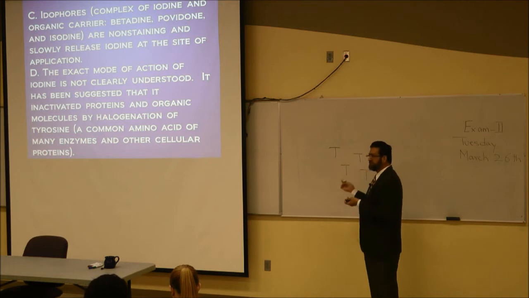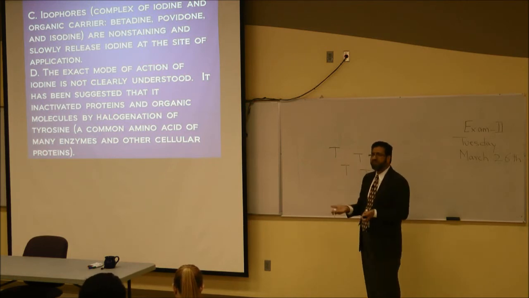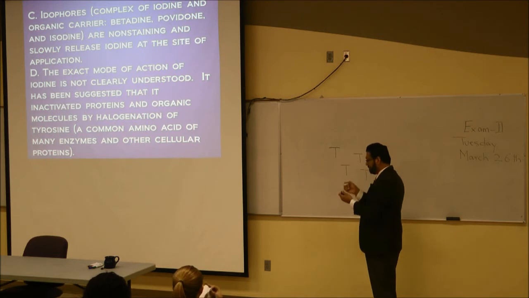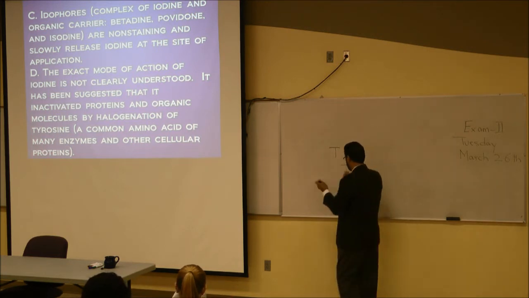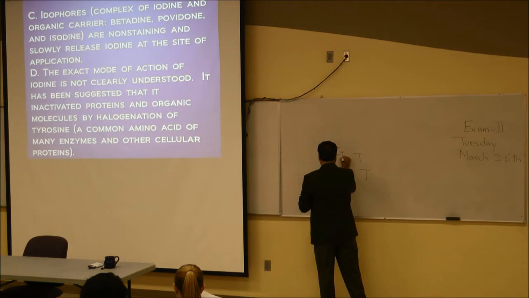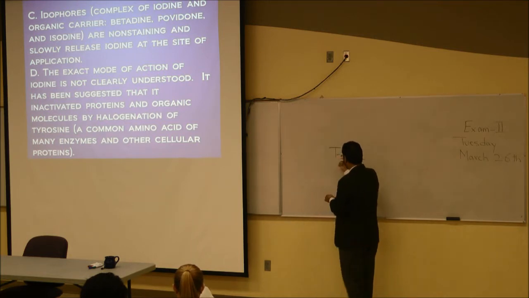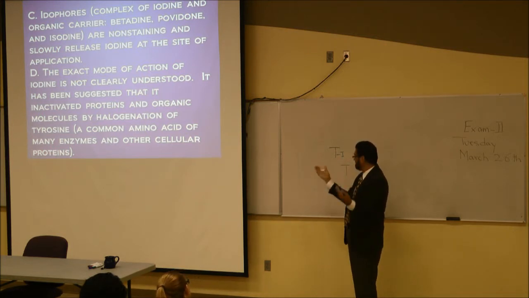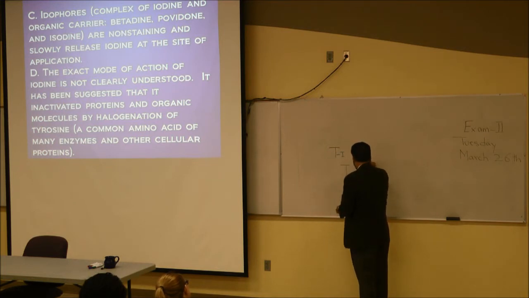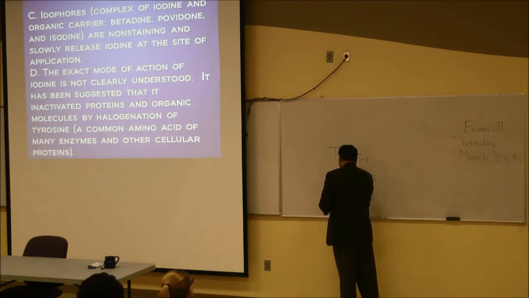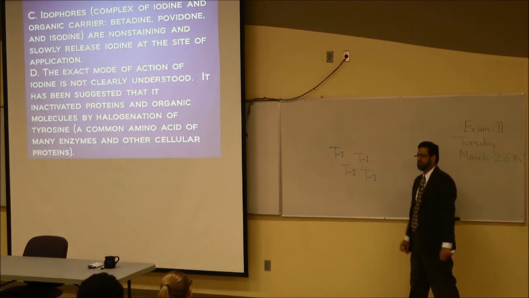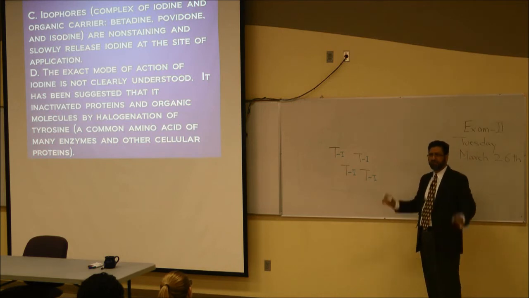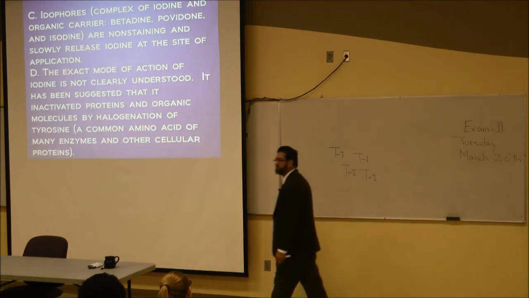Cells use tyrosine to build new proteins, new enzymes, right? Okay. When you apply iodine to your skin, iodine literally binds with tyrosine. This combining of iodine or any other halogen to another molecule is called halogenation. So if iodine is attached to tyrosine, the cell is unable to pick up this tyrosine and use it. That's it. That is the proposed mode of action, halogenation of tyrosine.